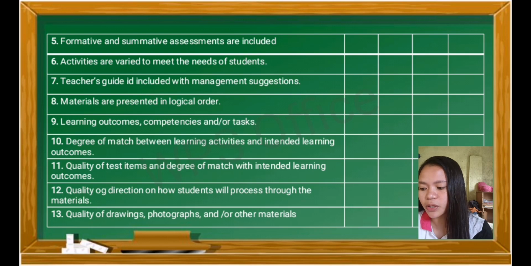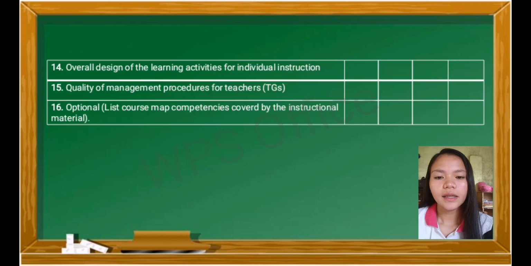Next criteria number 12 is quality of direction and how students will proceed through the materials. Is it yes or good? All right but not so good? No or poor? Or not applicable? Next, criteria number 13 is quality of drawings, photographs, and or other materials. Is it yes or good? All right but not so good? No or poor? Or not applicable?